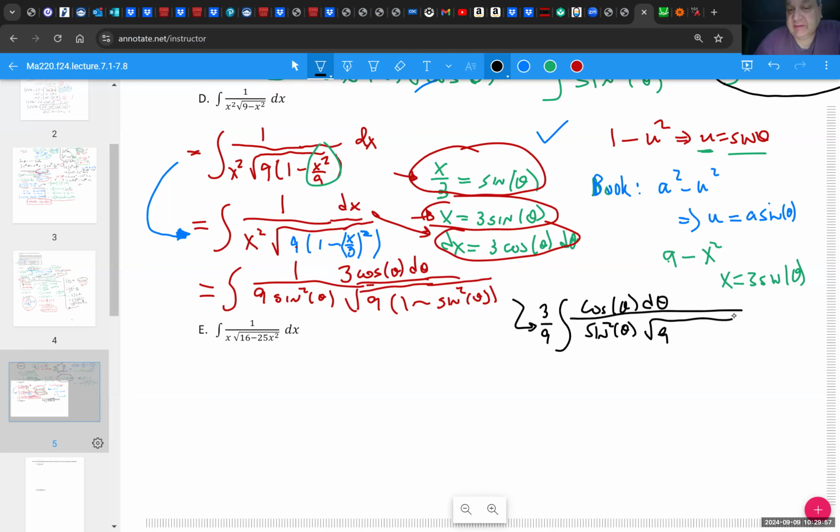Well, the whole purpose of this is to use the trigonometric identity: 1 minus sine squared is equal to cosine squared. And the square root of 9 is going to be 3. The square root of cosine squared is going to be cosine. And we're going to be able to simplify this even more. So this is 3/9, which is 1/3, cosine theta d theta.